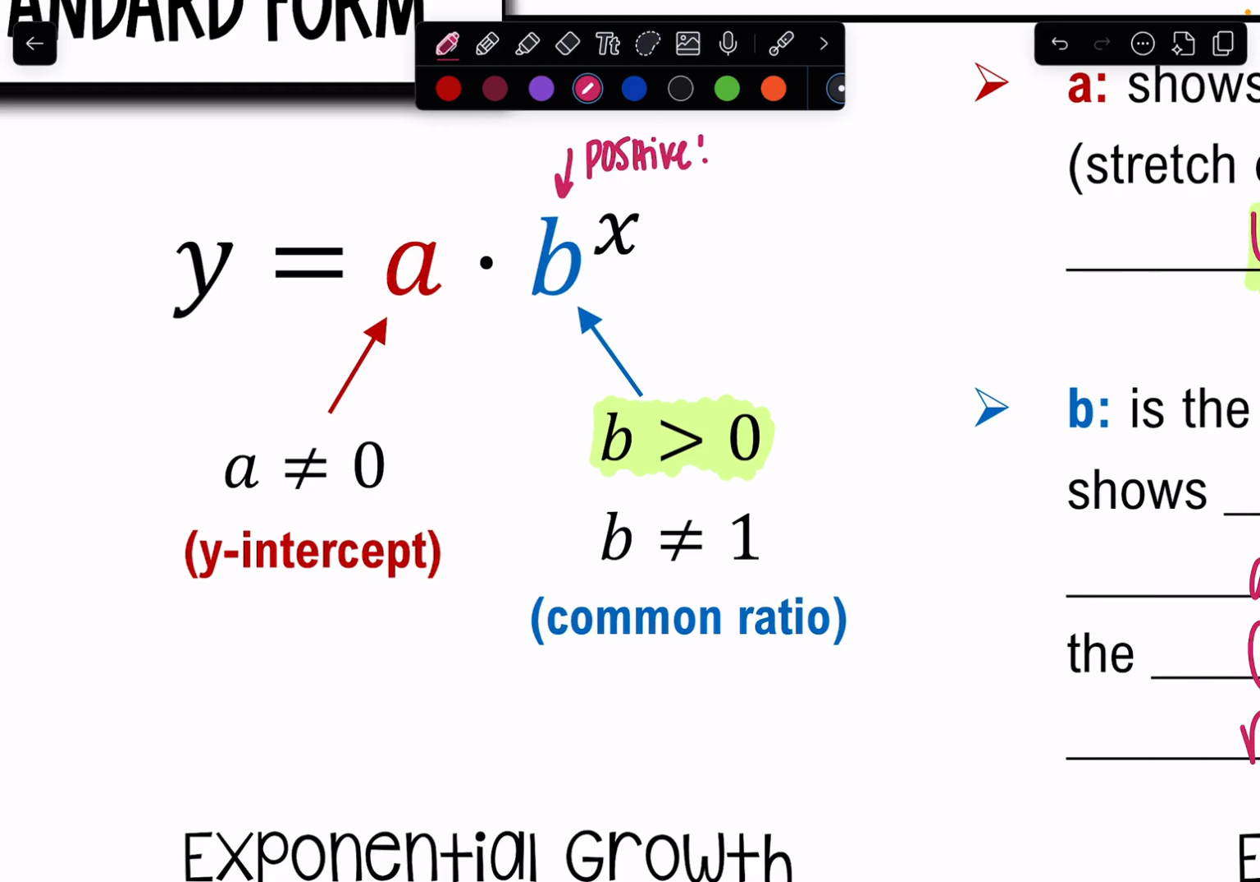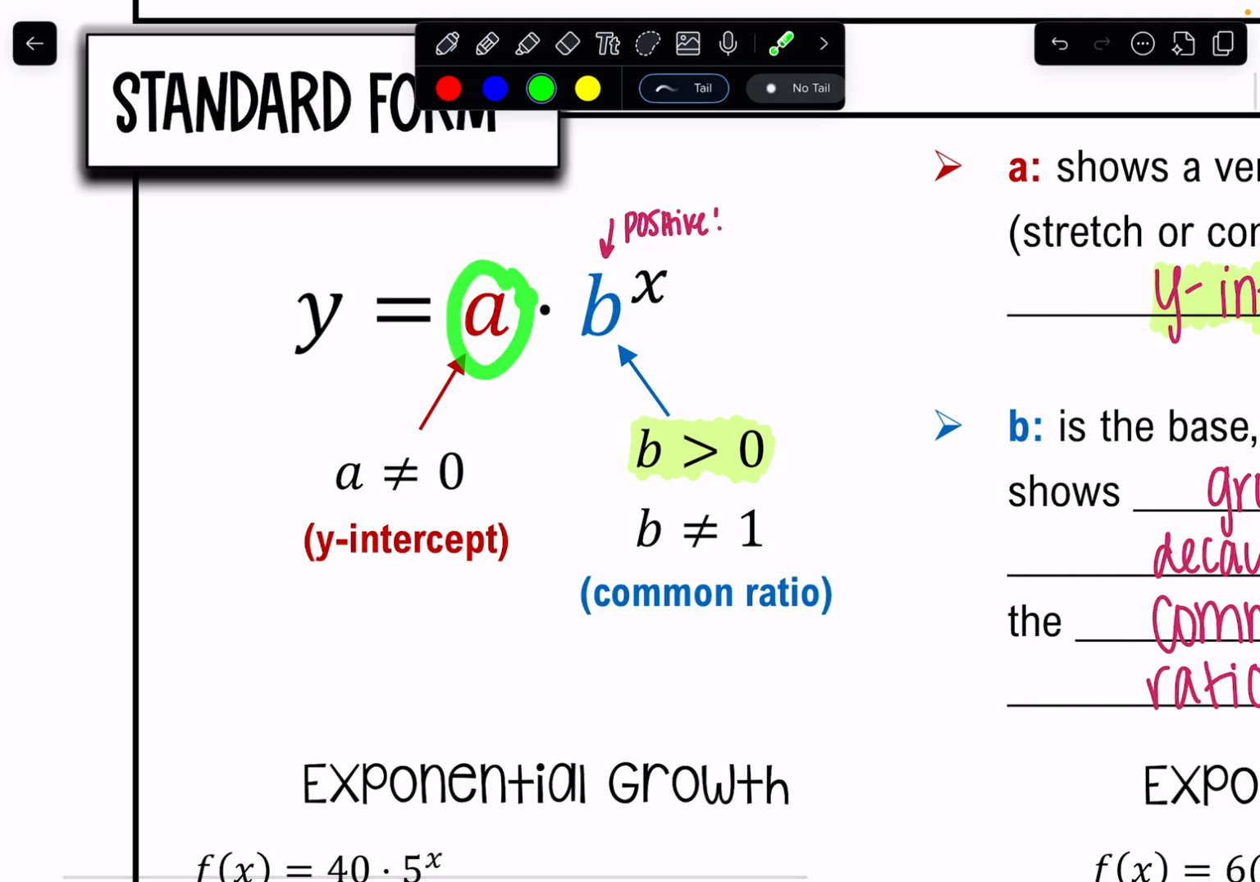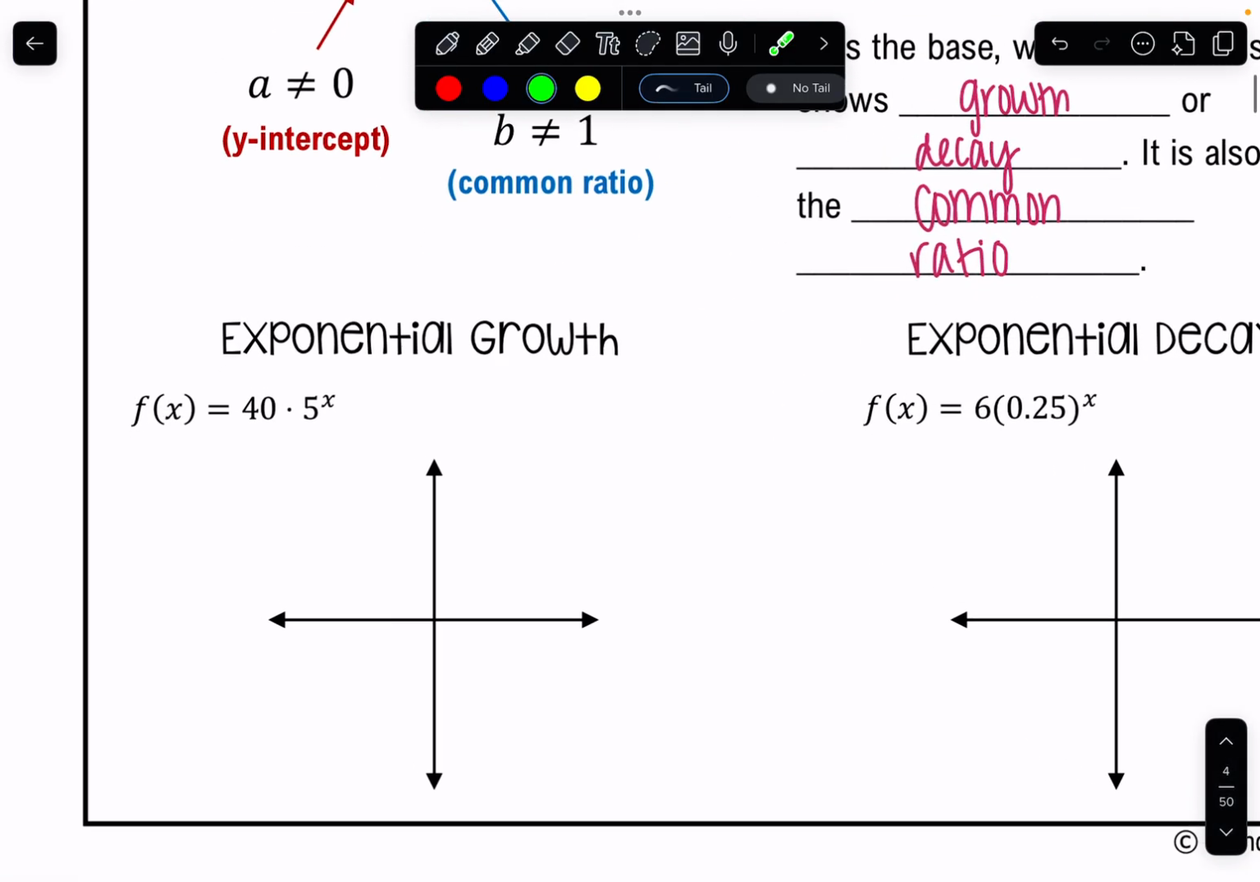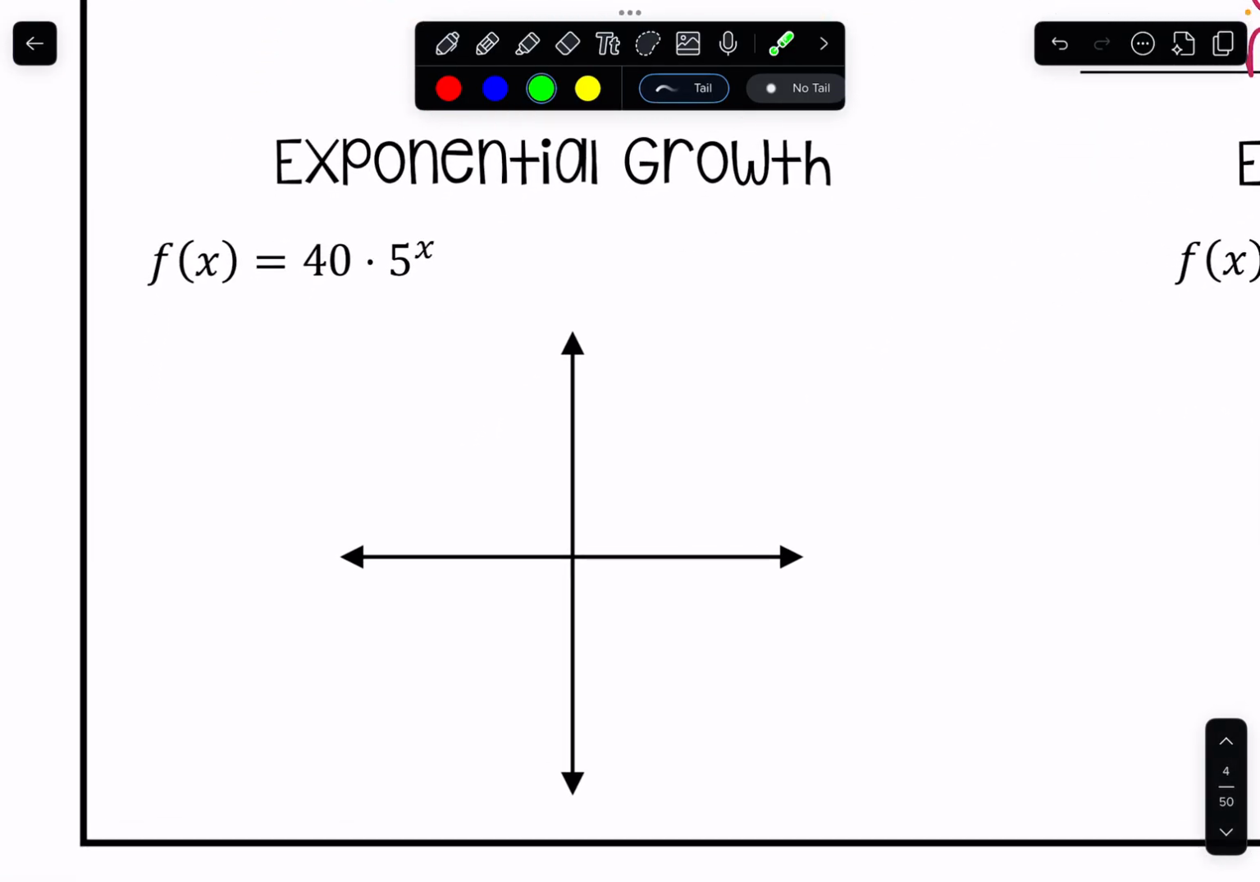And it also can't be 1. I already talked about that. 1 to any power is just itself. This number can be negative. A can, but B is always going to be positive, okay? So let's practice identifying some key features and then doing a very, very rough sketch of this graph.